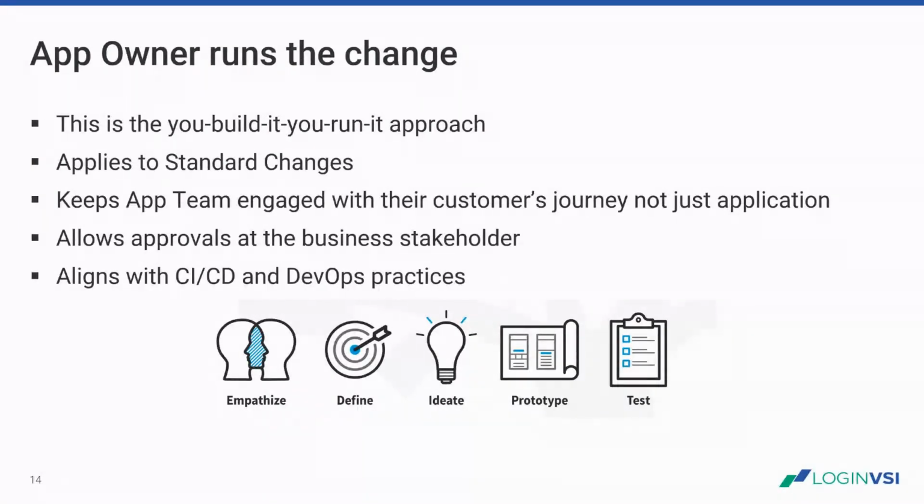I would encourage those app owners to take a design thinking approach, where they really empathize with their user and what they have to go through. Define what that change has to be. Ideate, prototype, and test. The prototyping and testing are important here because that is what will allow feedback loops that will make the changes better, but also allow the change process to mature.